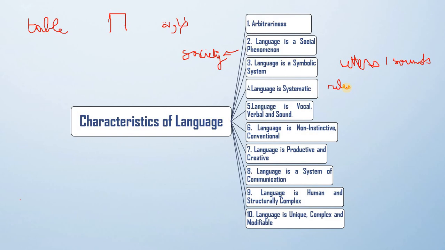Language is vocal, verbal, and sound. I mean, here it has a sound system, and it refers back to the symbolic systems. So vocal and verbal: we have the spoken and we have the written form of the language. This is normally the main characteristic of languages.